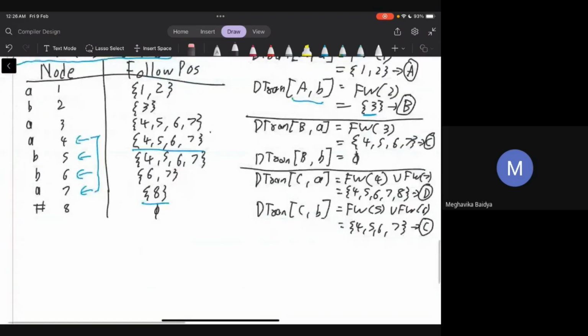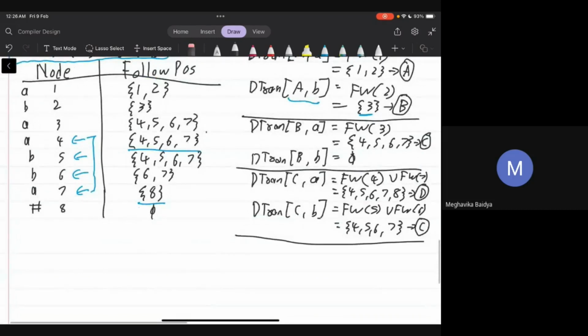All right, so now we have the D state that we have to do. So Dtran of D comma A. How long are we going to do it? Until there are no new states, right? Yes, exactly. So now we'll check for D.